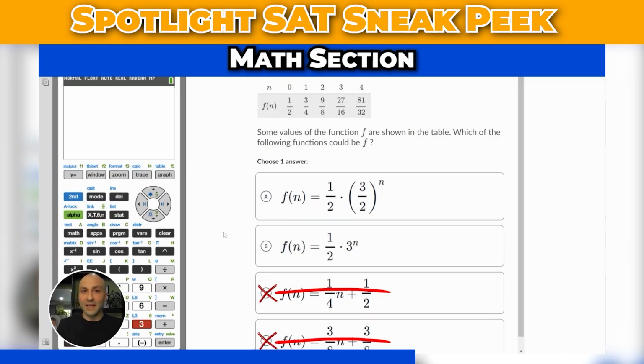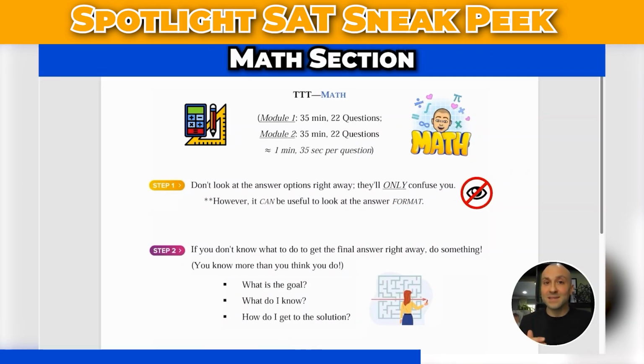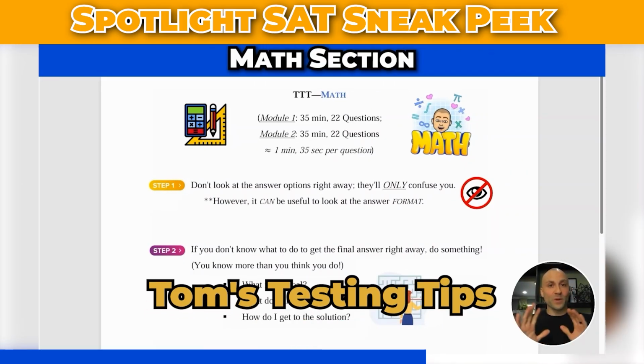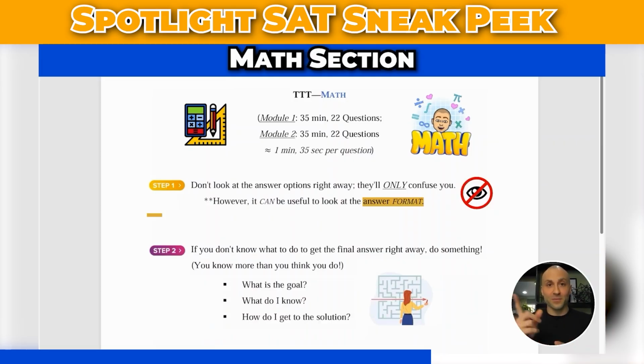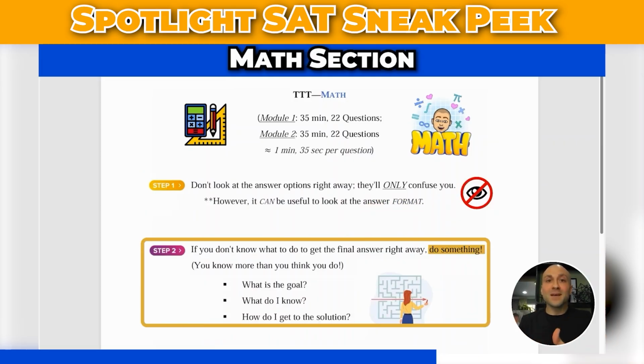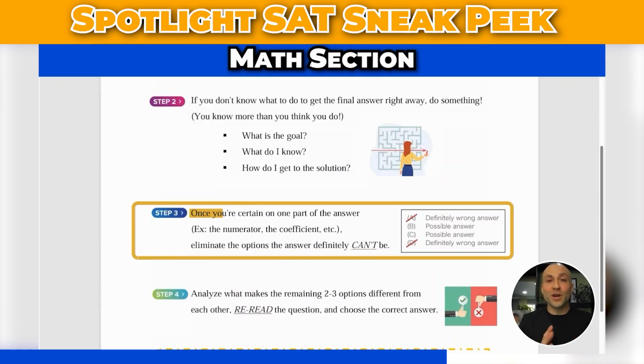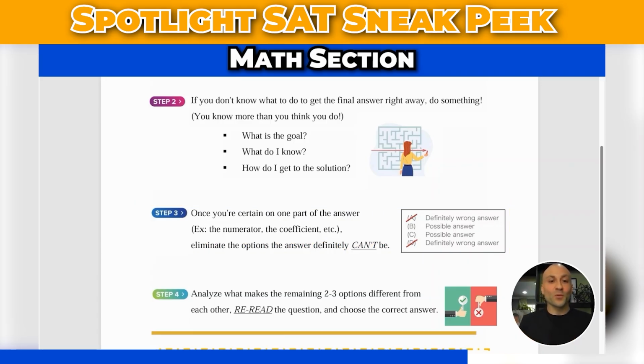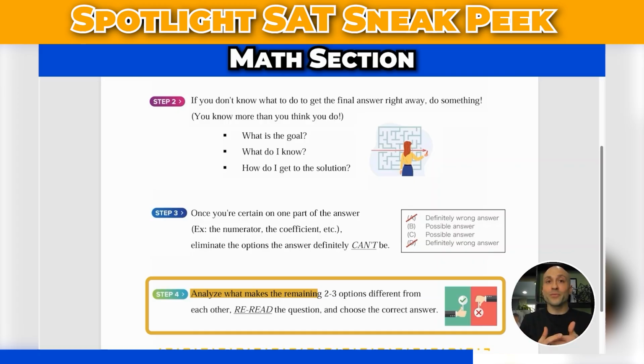And now we know it's either A or B, which means we're progressing nicely on our Triple T math document, where we already used the answer format from step 1. In step 2, we did something, which was utilizing Desmos to our advantage. Step 3, once you're certain on one part of the answer, in our case, that it's exponential instead of linear, we're able to eliminate the answer options that it definitely can't be. And now we're on to step 4, where we're going to analyze what makes, in our case, the remaining 2 options different from each other and choose the correct one.